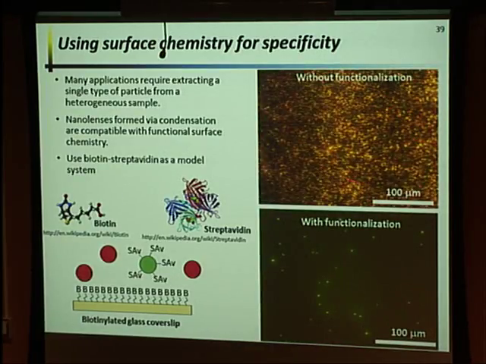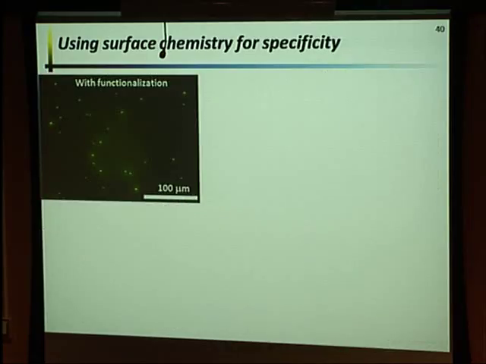This is what the sample would look like if we didn't use any functionalization, if we just dropped our solution on the surface and let it evaporate. You see there are many, many red beads. There are a few green beads buried in the background, but a lot of red beads. If you do functionalization and then a little bit of washing, so that you specifically capture these streptavidin beads and wash away the red beads, you'll see that we're able to capture specifically the green beads. These images are just conventional fluorescence microscope images.